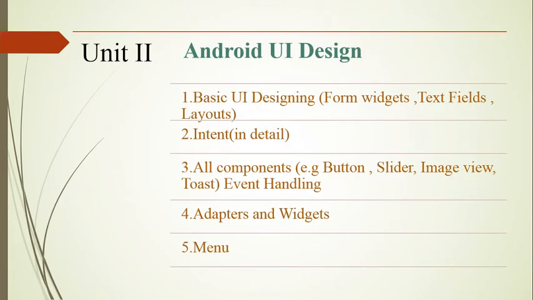Unit second, Android UI design. User interface is nothing but the interface that works as a GUI between the Android user and the Android application. Basic UI designing. User interfaces can be designed using one of 2 methods. First one is procedural and declarative. Procedural simply means in code, and declarative design on the other hand does not involve any code.